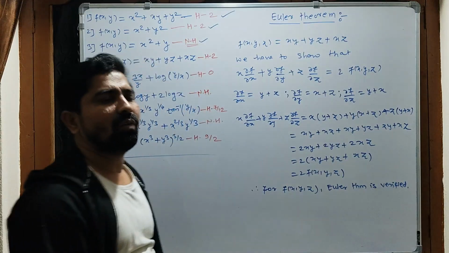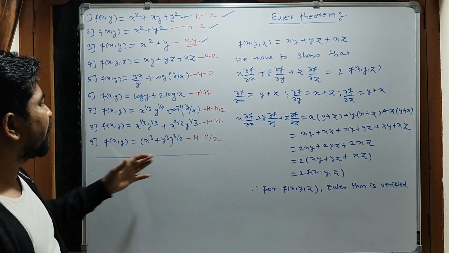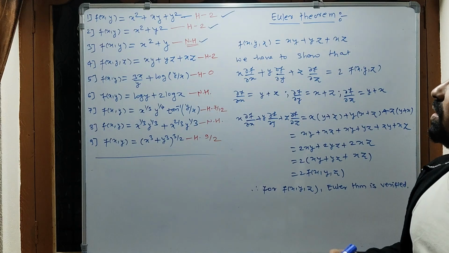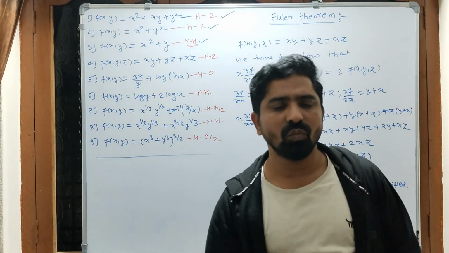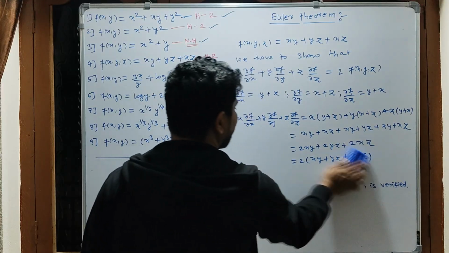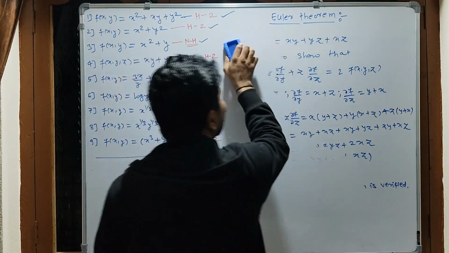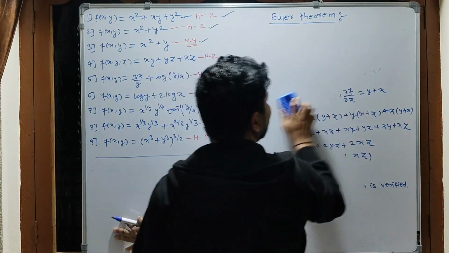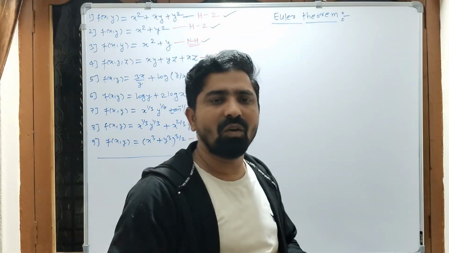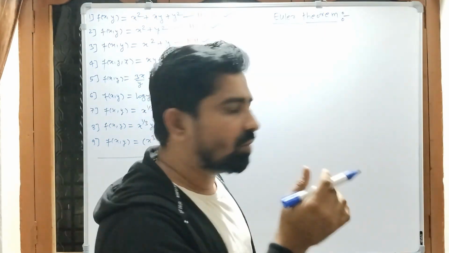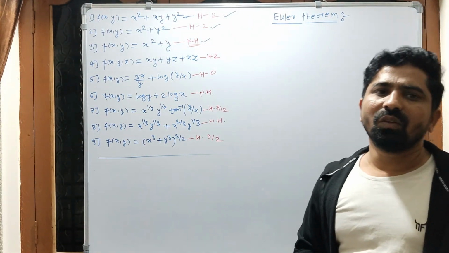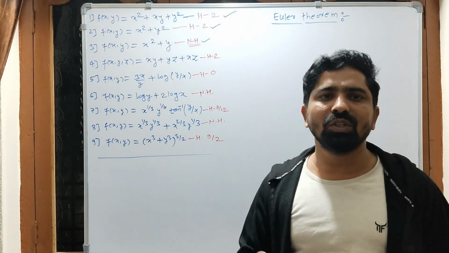So this is the way. In this way we can solve for any function. This is the complete concept of Euler theorem with homogeneous function. Whenever in the exam they ask to verify the Euler theorem, this is the complete concept of Euler theorem and homogeneous function. Most of the time in exam they will ask, check whether the given function is homogeneous or not.